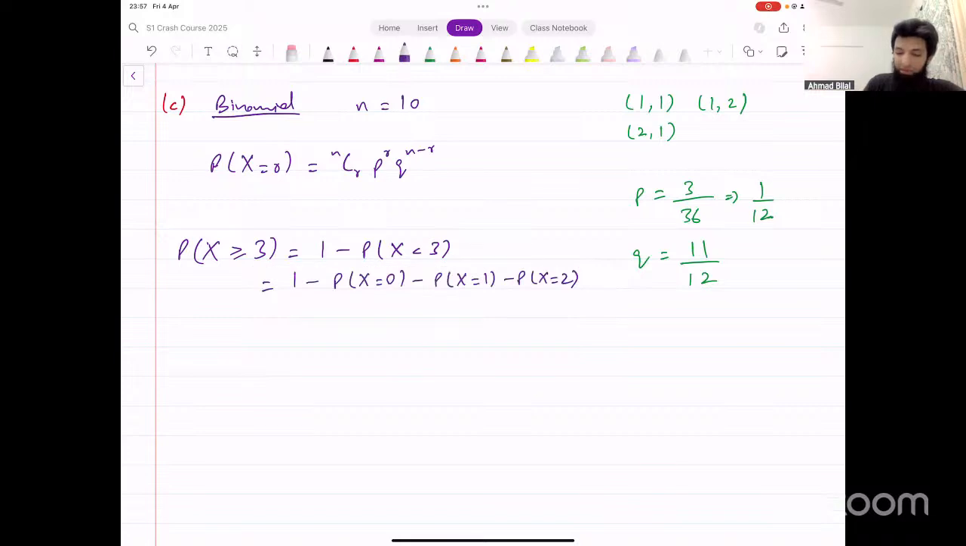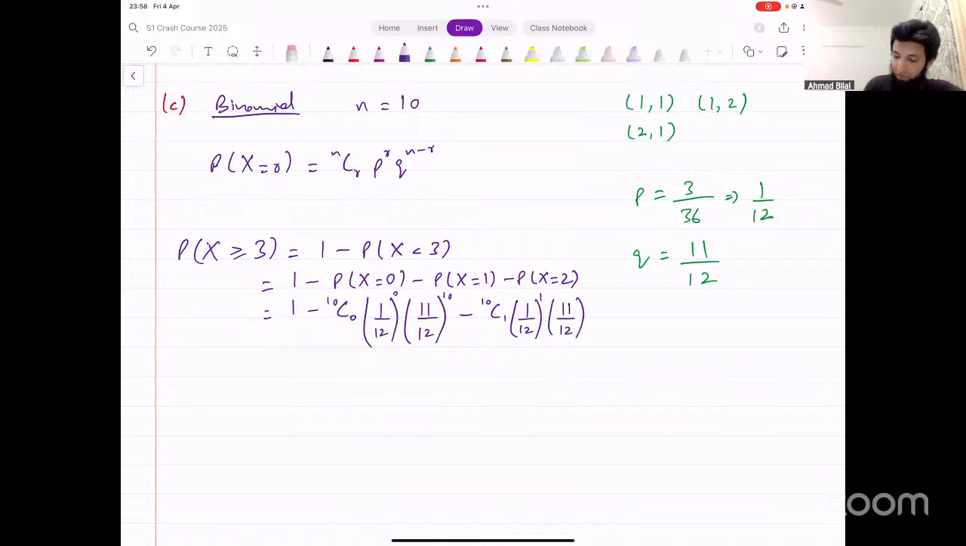We can just input values in the formula now. 1 minus n, which is 10, 10C0, into p, which is 1 over 12, raised to power 0, into 11 over 12, raised to power 10 minus 0, which is 10, minus 10C1, into 1 over 12, raised to power 1, into 11 over 12, raised to power 10 minus 1, which is 9, minus 10C2, into 1 over 12 raised to power 2, into 11 over 12 raised to power 10 minus 2, which is 8. And that should give you the result. You can see what that is.